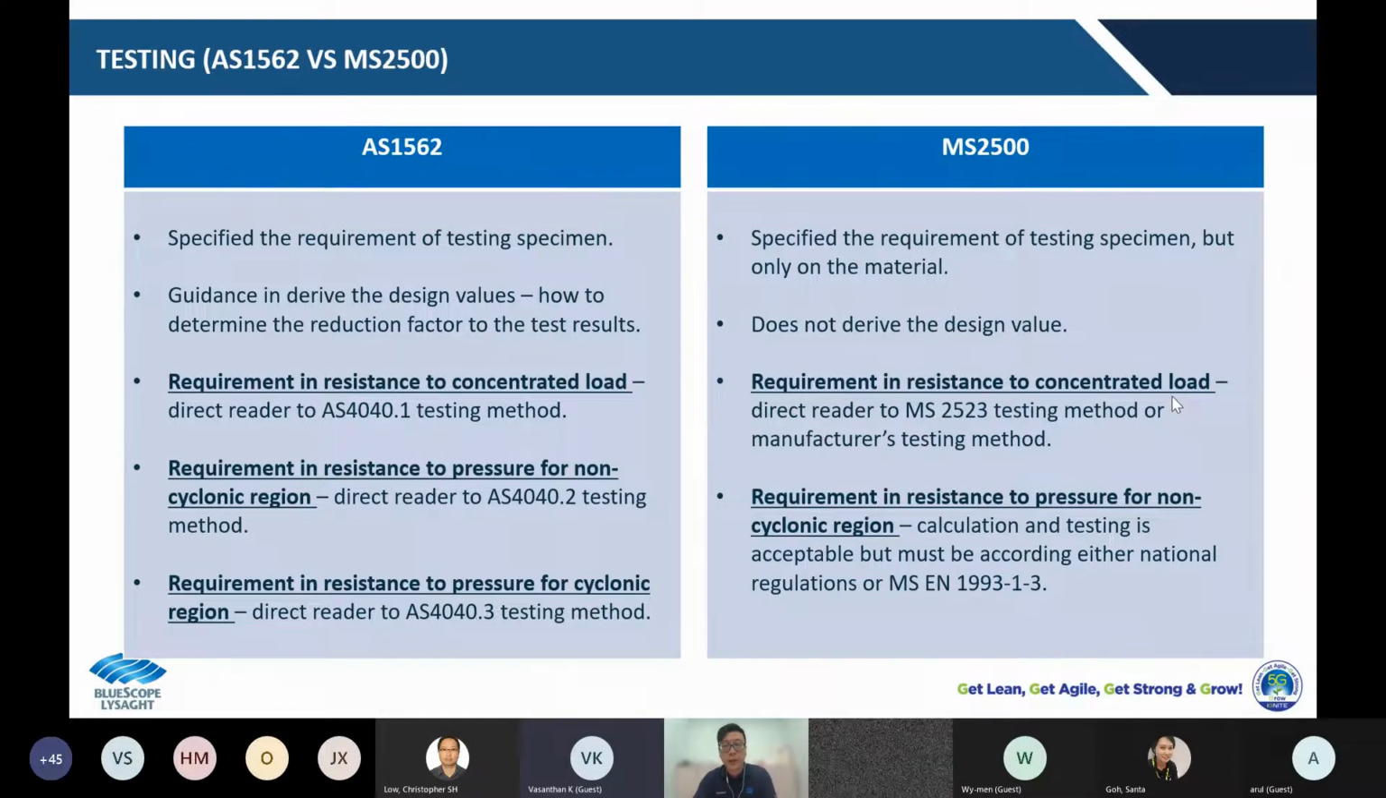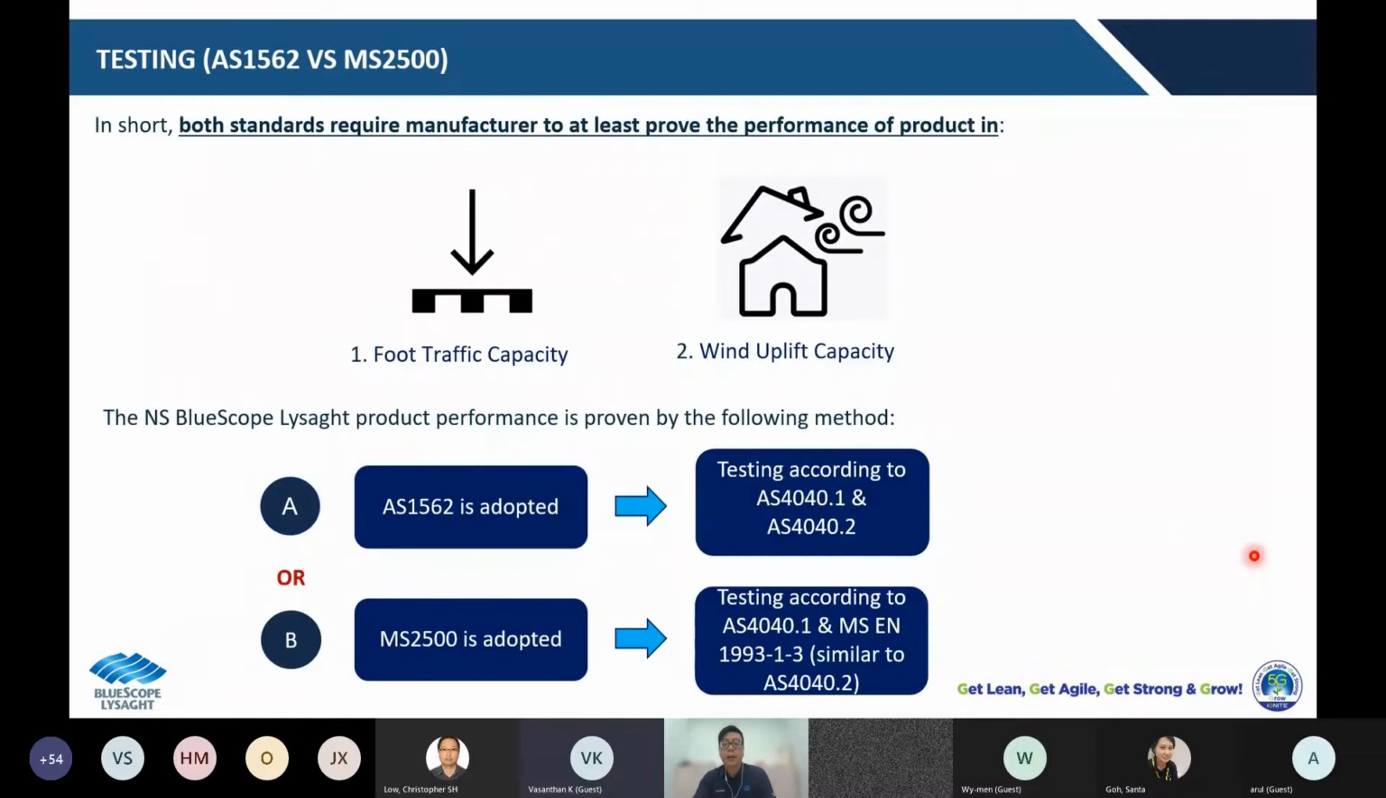All right. About the concentrated load performance, MS 2005 specifies that MS 2523 or any testing method proposed by the manufacturer is acceptable. But both require the manufacturer to prove the performance through testing. So in short, no matter AS 1562 or MS 2005, both standards require the manufacturer to prove the product performance in terms of wind uplift capacity, via the wind pressure test, and foot traffic capacity through the concentrated load test.